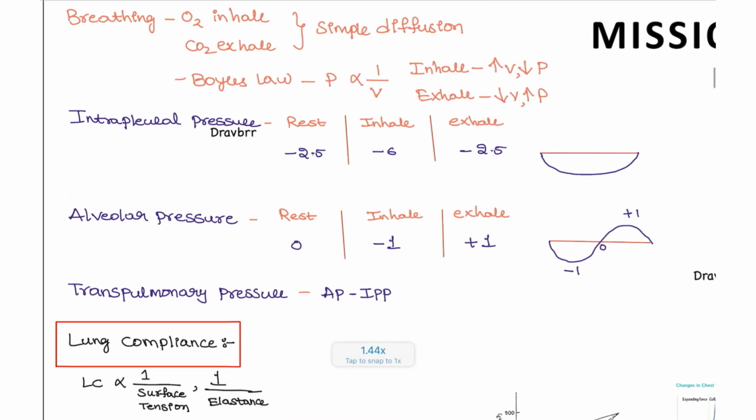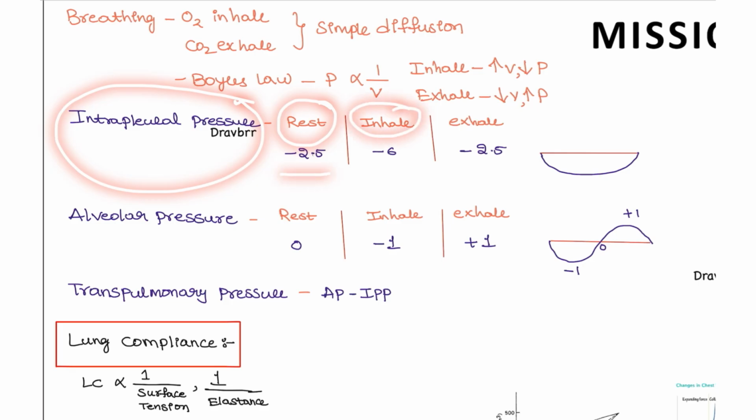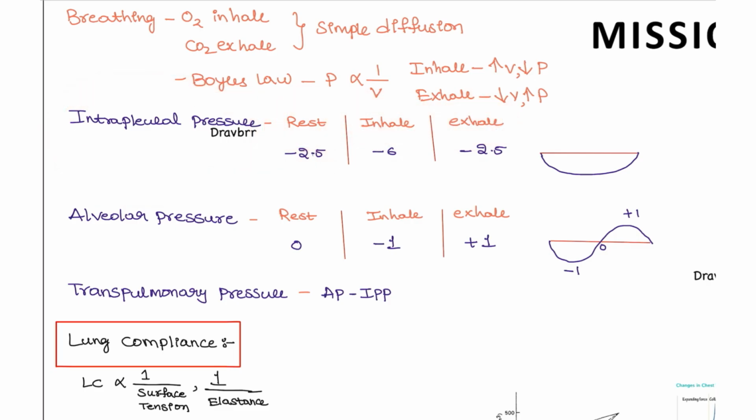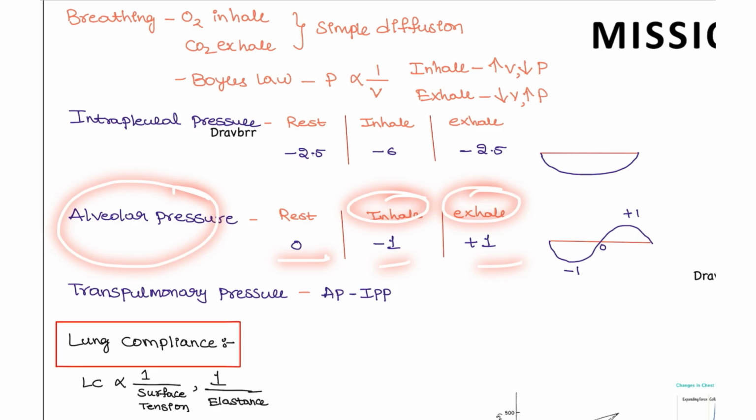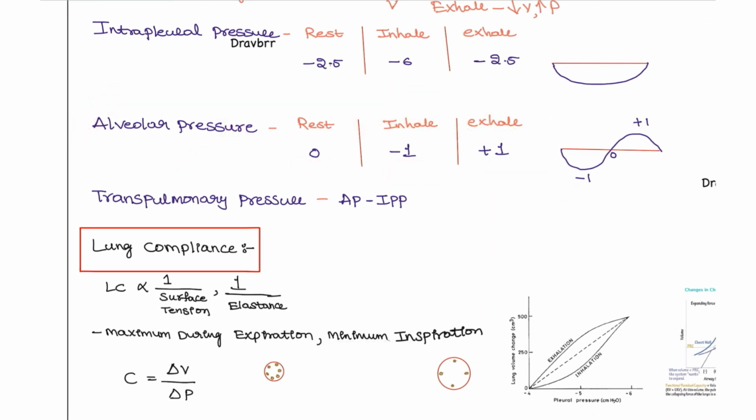Next, some of the pressures that you have to remember. Intrapleural pressure, I am talking about the pressure inside the pleura. In your resting state, it is minus 2.4, inhalation minus 6, and exhalation minus 2.5. Whenever there is more negative pressure, that will attract the air inside our body. Alveolar pressure is resting 0, inhalation minus 1, exhalation plus 1. Okay, this is how the pressures vary in inhalation and exhalation. And transpulmonary pressure is between these two, that is alveolar pressure minus intrapleural pressure.